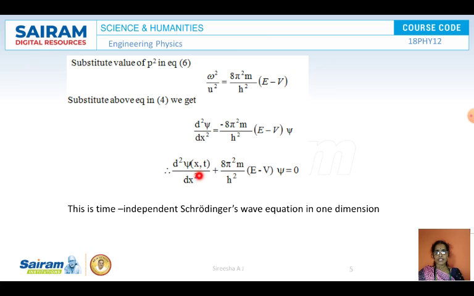In the previous sessions we have seen that psi is a wave function, and that is used in setting up the time independent Schrodinger's wave equation. In this derivation we have derived an expression for a wave equation in one dimension, moving along the x direction. So this is the time independent Schrodinger's wave equation.